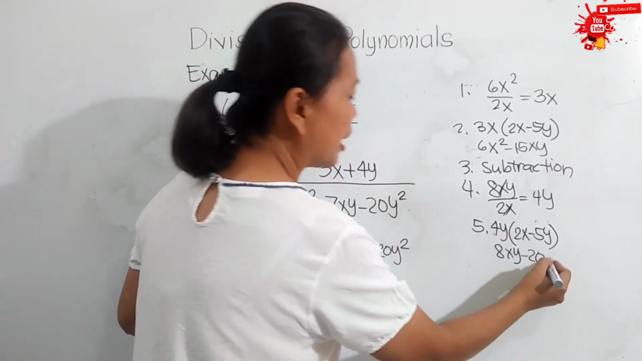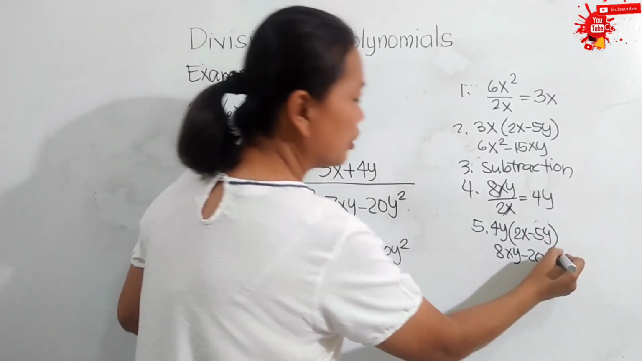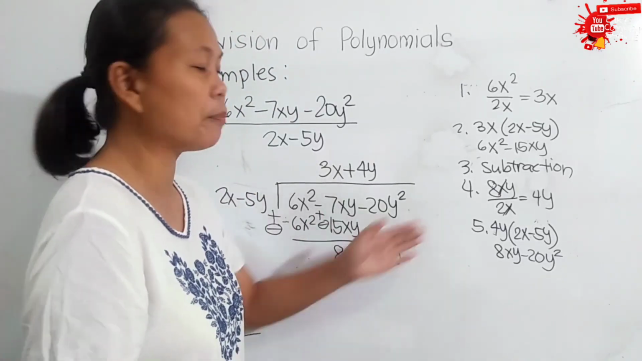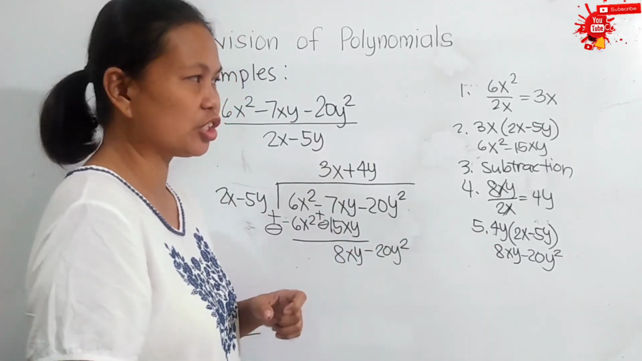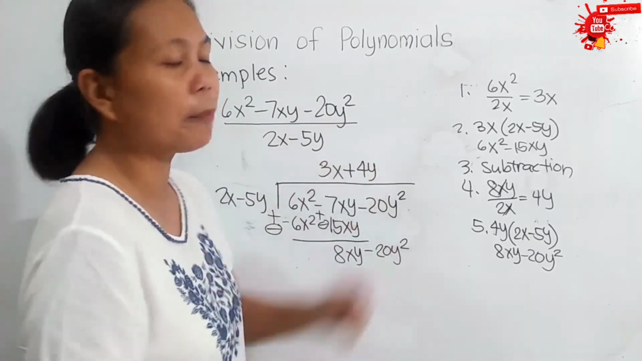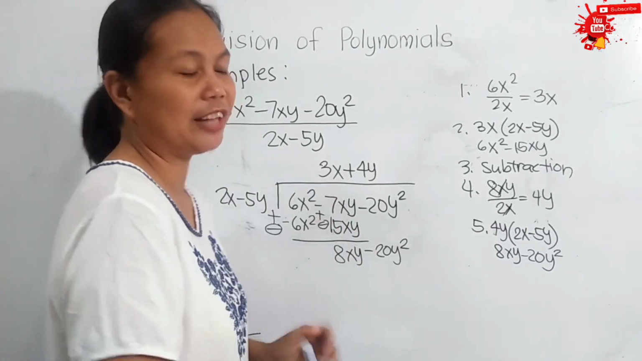Then we have the same base, so we can add their exponent. So 1 plus 1, we have 2. Ina-add natin yung exponent kasi ang ating operation ay multiplication. Sinusubtract naman natin yung exponent ng the same base kung ang operation natin ay division. Okay? Take note of that.